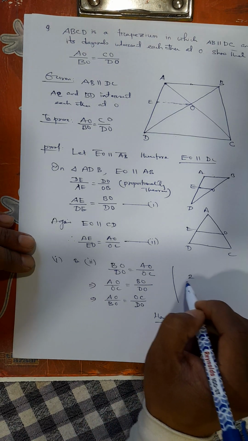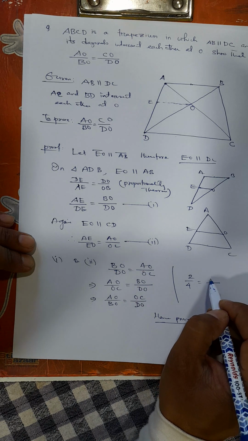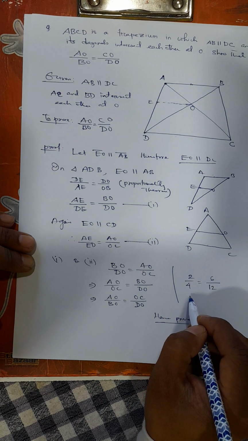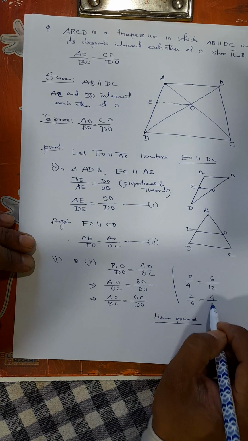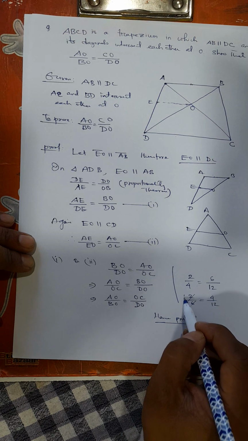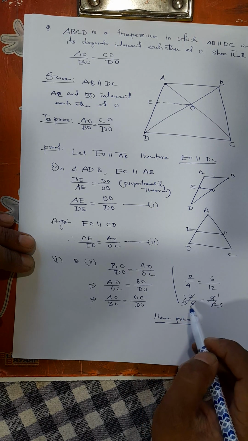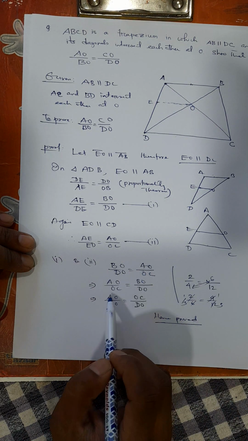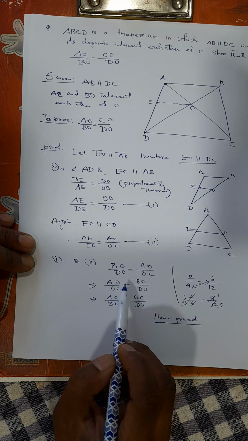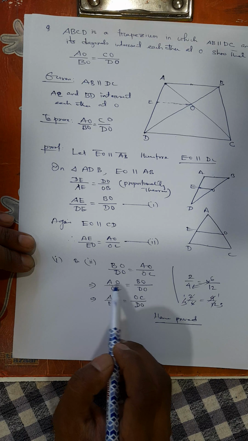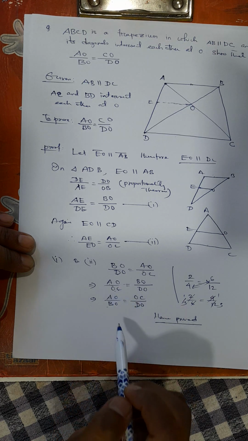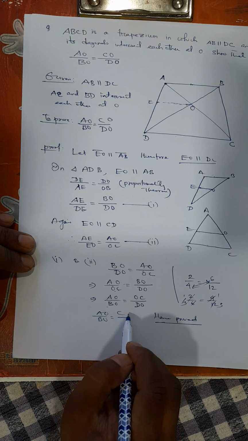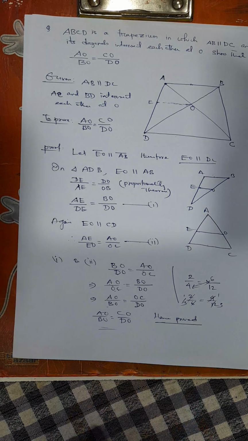Just remember this: 2 by 4 equals, suppose, 6 by 12. You can also write 2 by 6 equal to 4 by 12, right? This is 1 by 3 and this is 1 by 3. So exchanging the middle terms, we exchange AO and DO here with OC and BO. AO by BO equals CO by DO. This was to be proved.